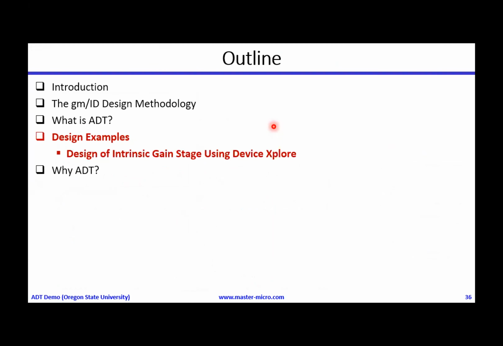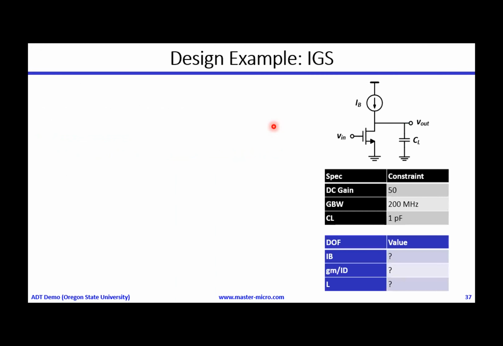I will start with a very simple example. We'll design a simple intrinsic gain stage that has a single transistor, just to get started together. So this is a single transistor circuit. You have some specs here: DC gain, GBW, and CL. And we have 3 degrees of freedom: the bias current, the gm over ID, and L. Again, we are thinking gm over ID; we are not thinking W and L, we are thinking gm over ID and L. So how can we design this simple circuit?